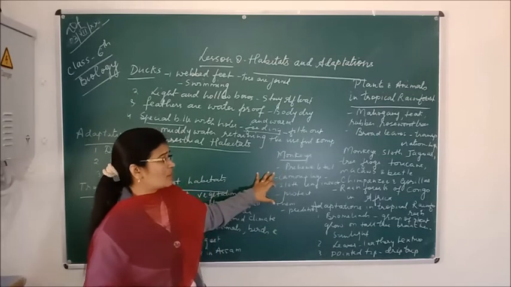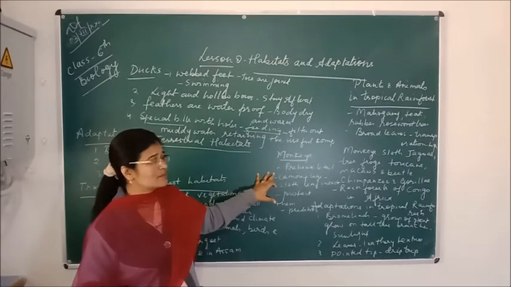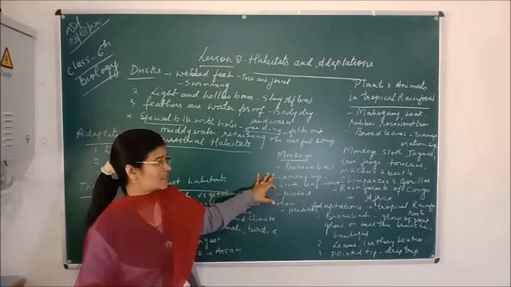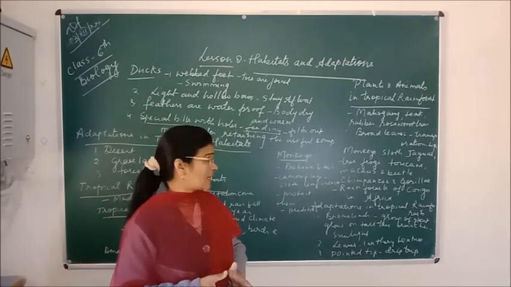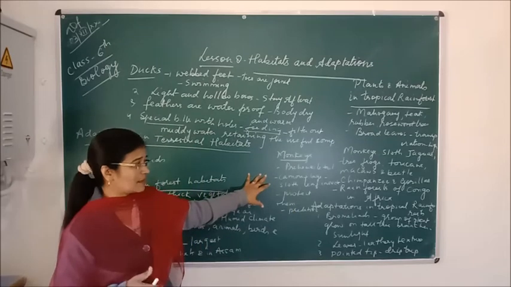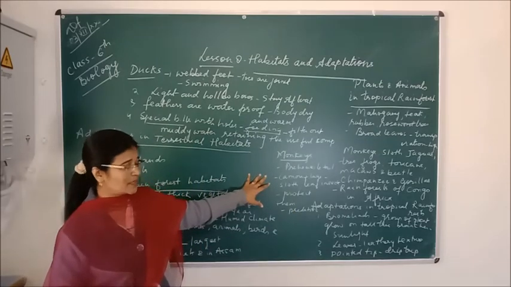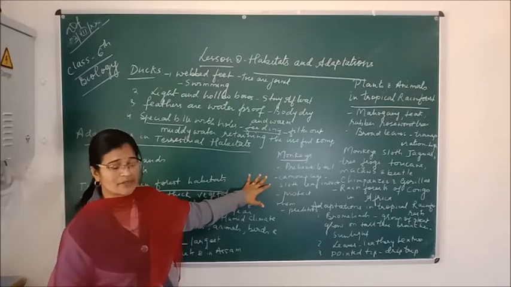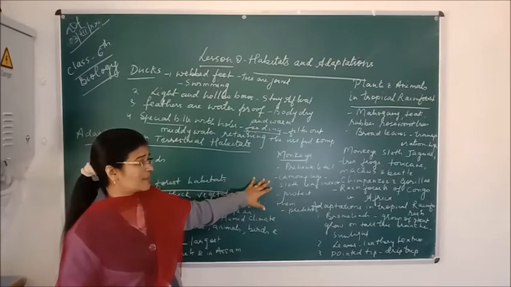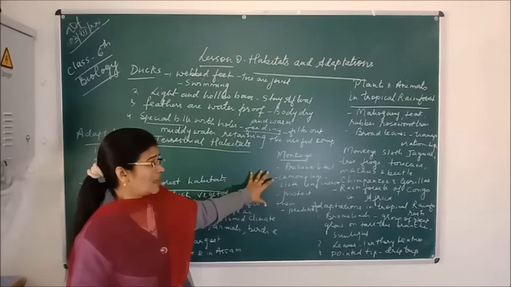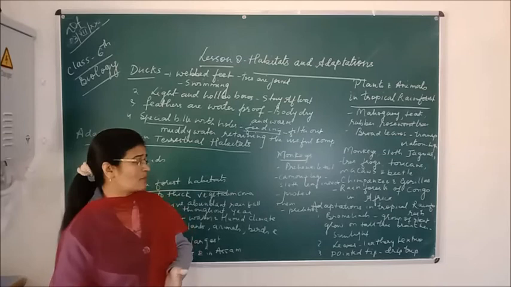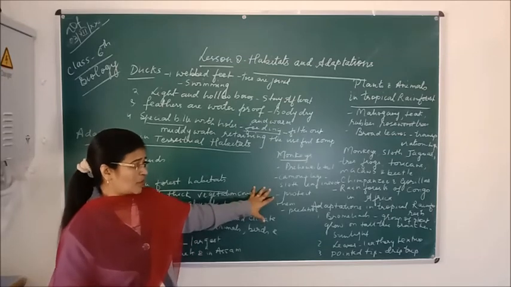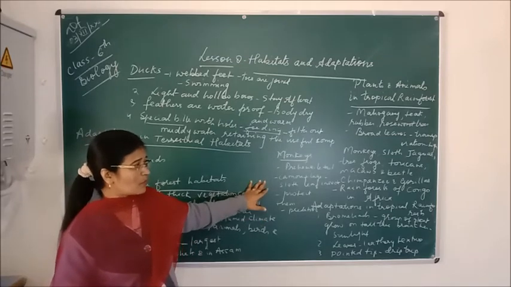One more feature of the animals found in this type of forest is that they have the property of camouflage. Means that according to the environment, their bodies can change. This property is called camouflage, like in the sloth and leaf insect. They show camouflage because they can protect themselves from predators.